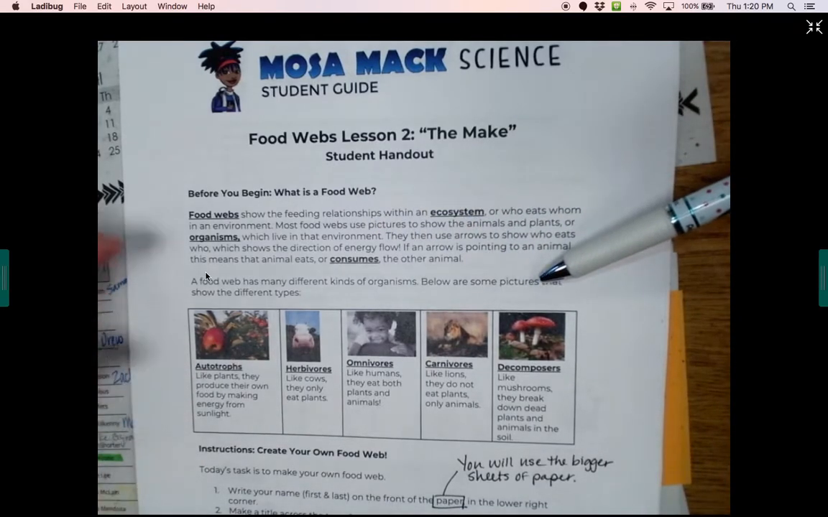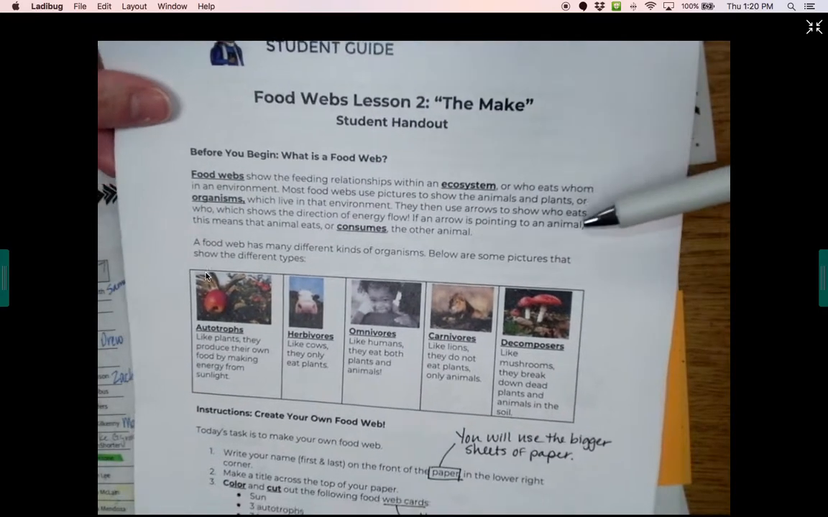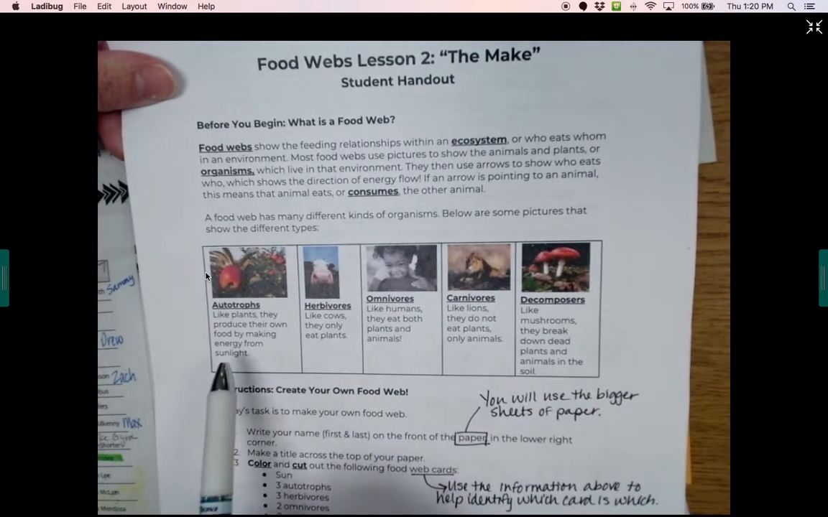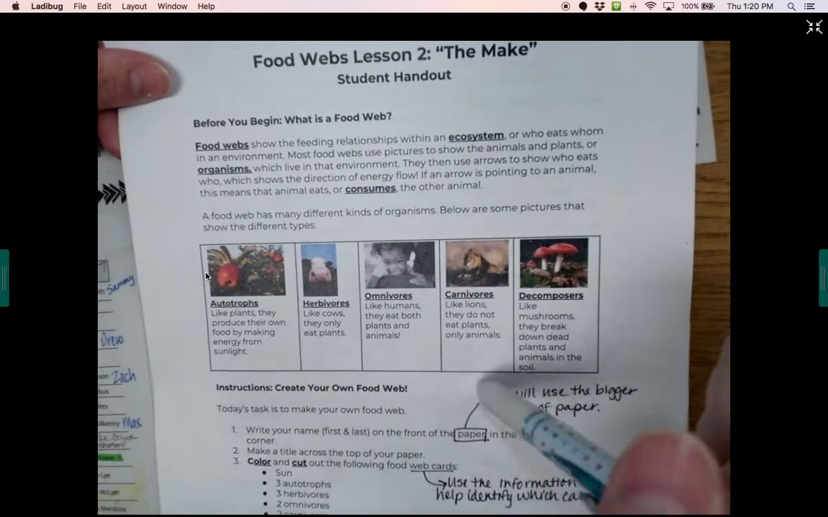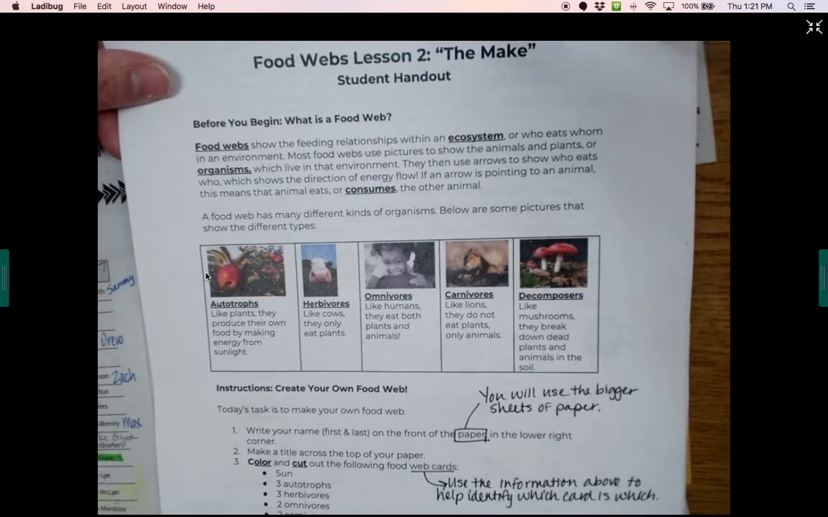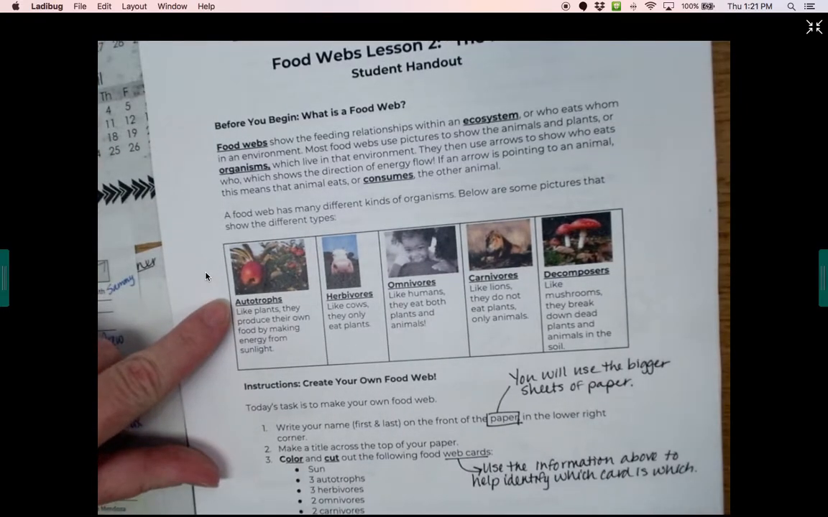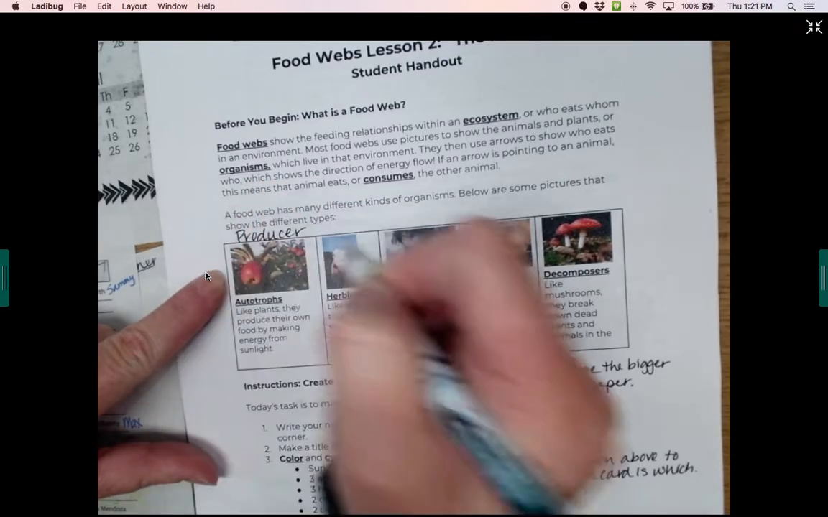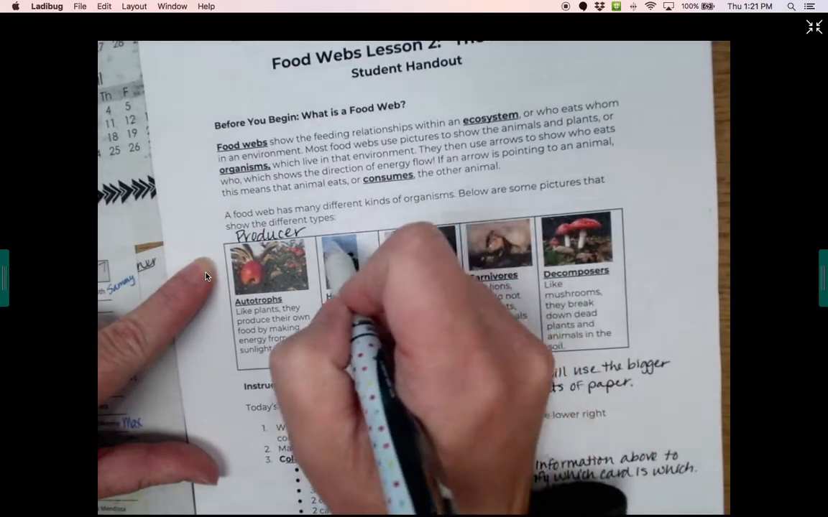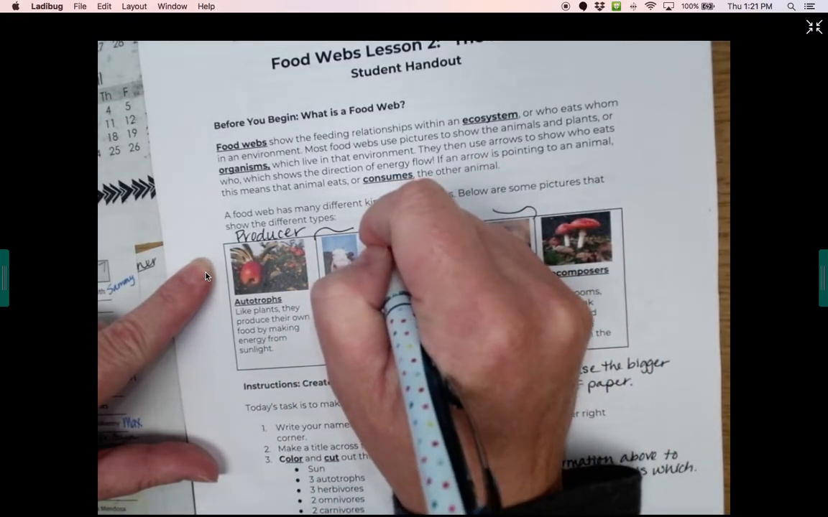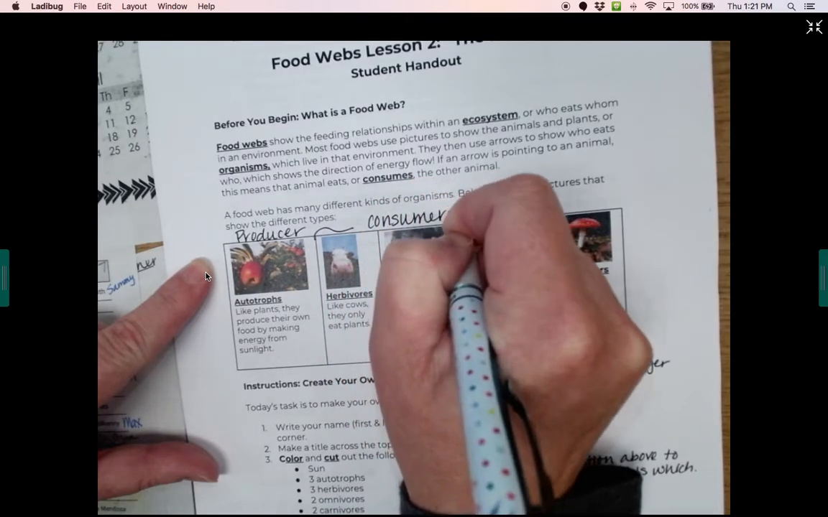So a food web has many different types of organisms. So here's some pictures that show the different types, and you're going to have this in your handout. So you have autotrophs, herbivores, omnivores, carnivores, and decomposers. The other day, we just talked about decomposers, producers, and consumers. So another way to look at it is an autotroph is a producer, okay? These three right here, omnivores through carnivores, these are all consumers, okay?